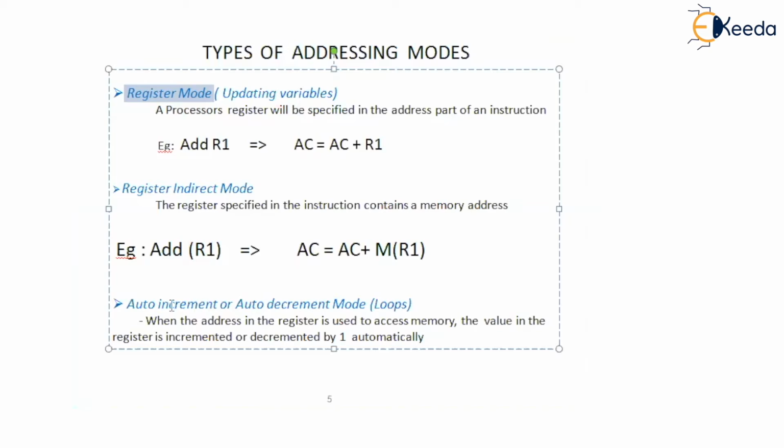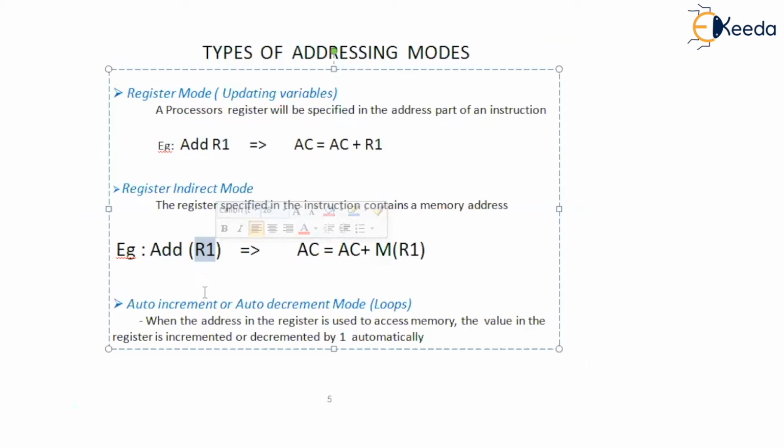Okay, what is auto increment? Auto increment will increment the contents of the processor's register, right? In the register indirect mode, R1 is going to be specified. After performing the operation, R1 will get incremented, right? But in the auto decrement mode, before performing the operation, R1 will get automatically decremented.